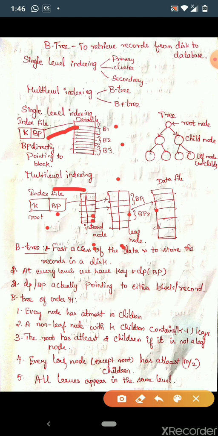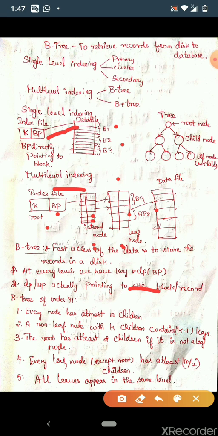So now we'll see what is B tree with an example. B tree gives fast access of the data and is used to store the records in a disk, that is, you're going to retrieve records from disk to database. So here are some points about B tree. At every level we have key and data pointer, that is block pointer. The data or block pointer actually points to either the block or the record which you want to retrieve from the database.